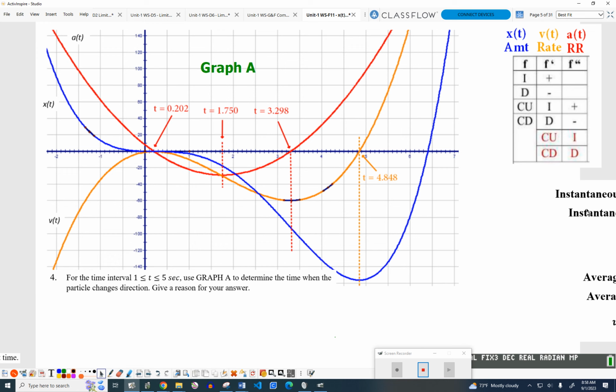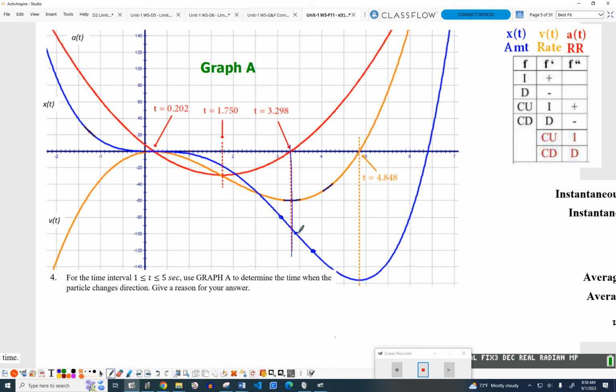Got about a third of you. Let's go, TJ. 3.298. Let's look at that for a minute. So 3.298 is right here. So here's the position graph. As we go past this time, the position is like -80. Now the position's -100. Now the position's -120.